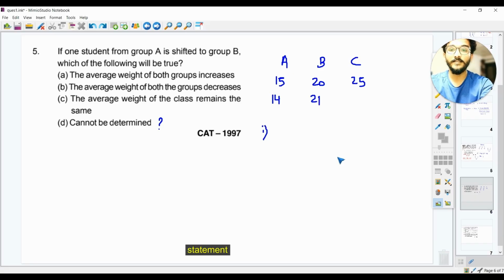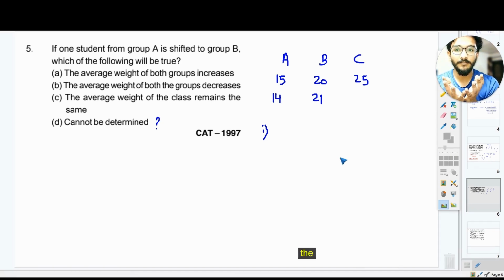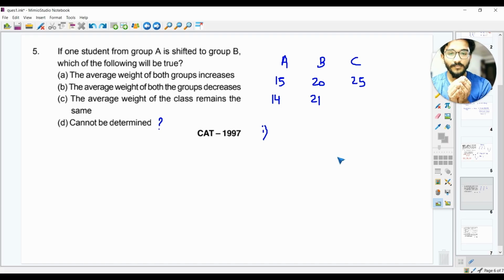The first statement is saying the average weight of both groups increases. We do not know about the marks, first of all, how many marks has been scored by the students in section A and B respectively. So we are not able to find the average weight increases or decreases because the marks can be different. Maybe the one person who is being shifted from A to B is having a higher weightage, or maybe a lower weightage or a median weightage. It can be anything. So we do not know if average increases or decreases. So we are not sure for that.